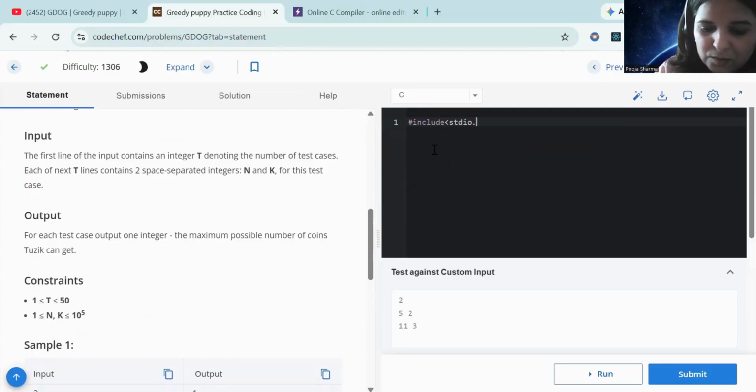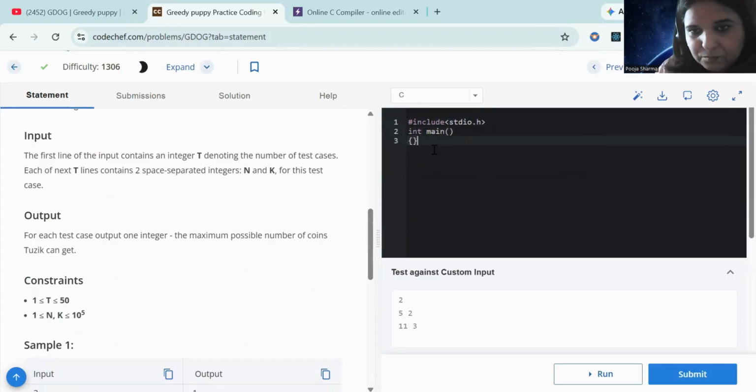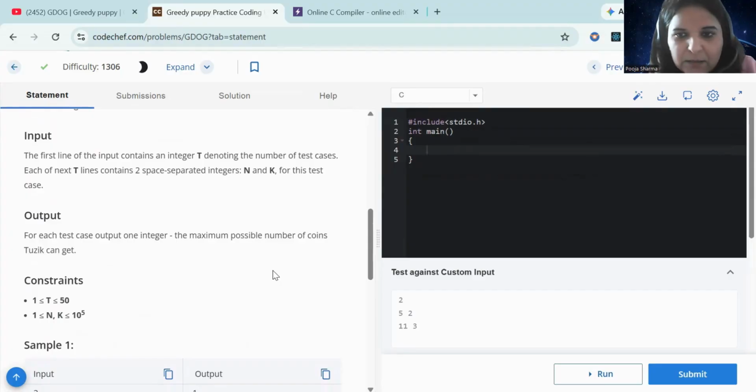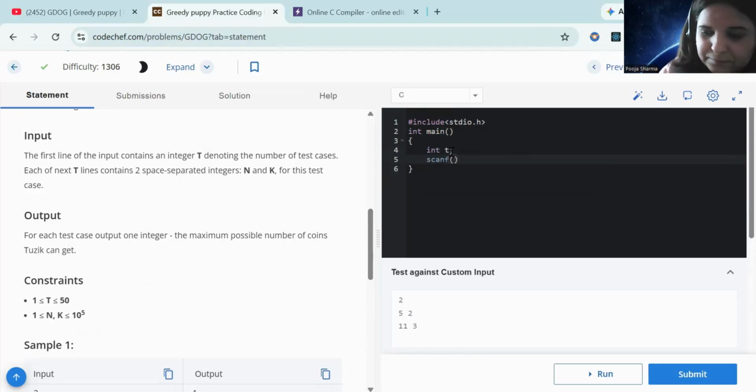So I'm using C as always. Now, what is the first line? First line is input t. So whatever the name of the variables they have provided, we have to take those only. So t is the number of edge cases that you are putting. So let me scanf. Right? We scanned it. Now you have input the t, and you have scanned the value, that is 2.